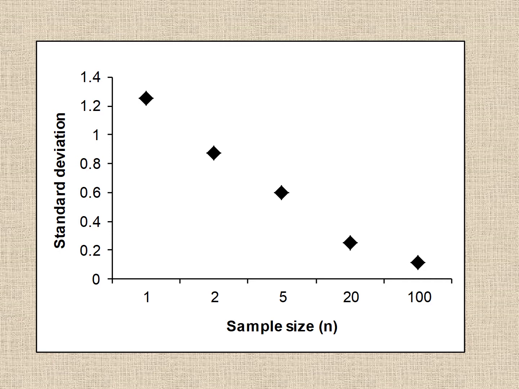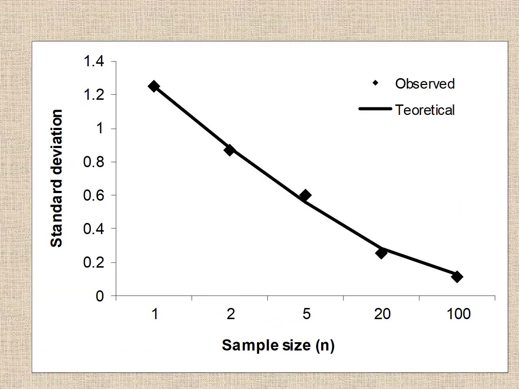However, there's a theoretical mathematical formula that gives the association, and this is the line. So this is what we would expect. So what we get is it's quite close to what we would have expected. And what we expect is given by this formula.